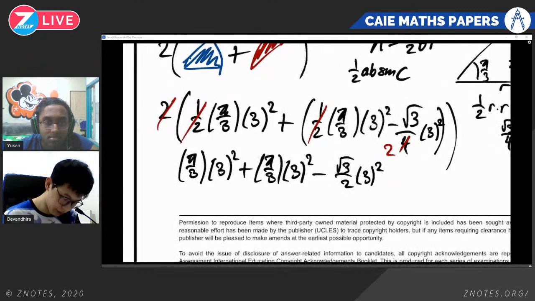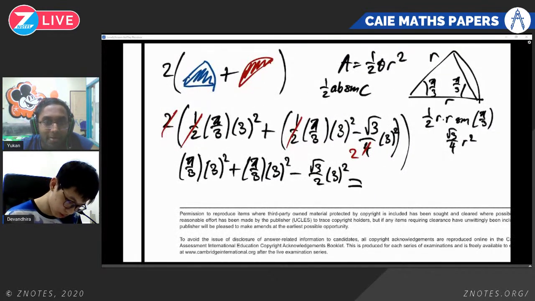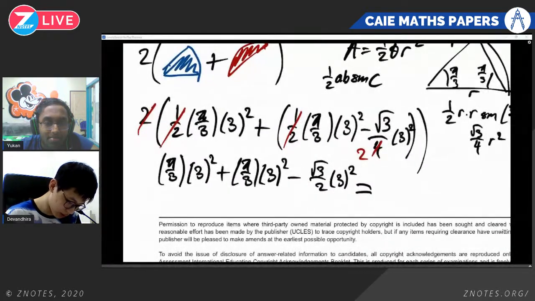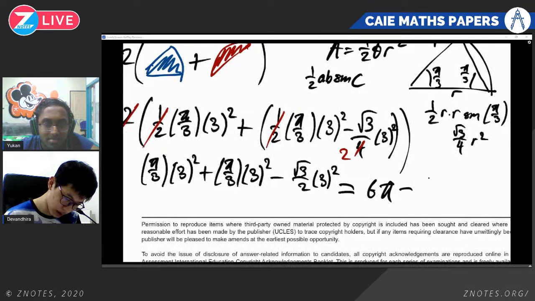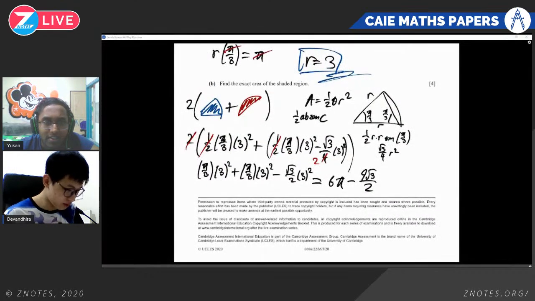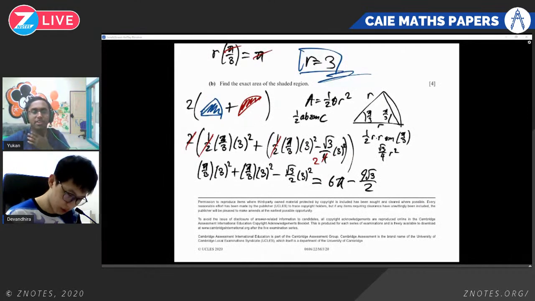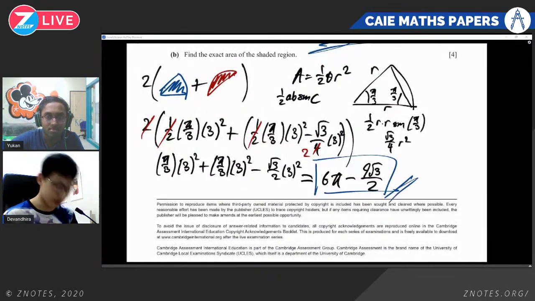We can simplify. Can you simplify this, Yugen? Yep. All the 3 squares would be 9. So this is 3 pi plus 3 pi, 6 pi, right? Minus 9 root 3 over 2. Correct? Yep. And that's our final answer. They ask for exact. Yep. Alright, so let's box our answer, and we're done with the paper.